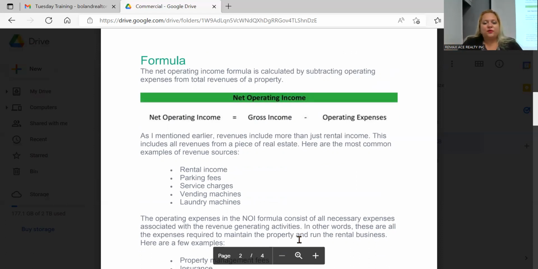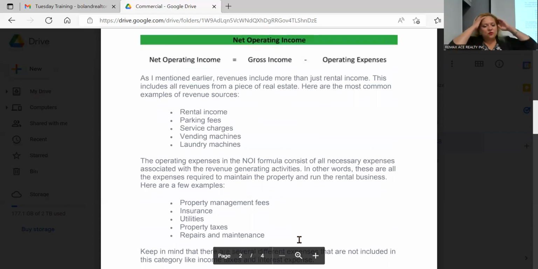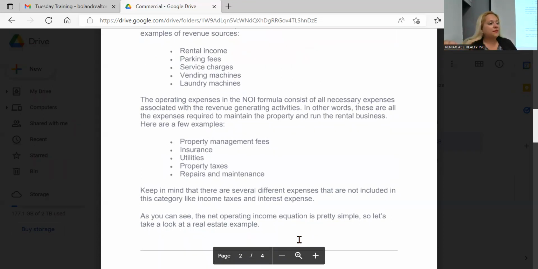So like they said before, revenues include more than just the rental income of the property. It includes revenues from a piece of real estate. So what's coming out of there? Let's just pretend we have this, like I said, 6-plex. So we're going to look at the rental income, the parking fees, so we're charging them for parking spots monthly, maybe service charges, vending machines we might have in the building, laundry machines that they're renting, coin operated laundry. And for the operating expenses in the net operating income formula, we're going to say that there's property management fees, there's insurance we're paying on the building, utilities, property taxes, repairs and maintenance. This all falls into it.